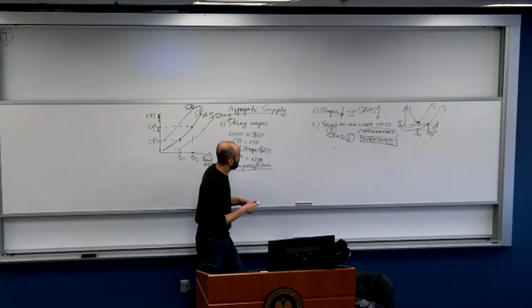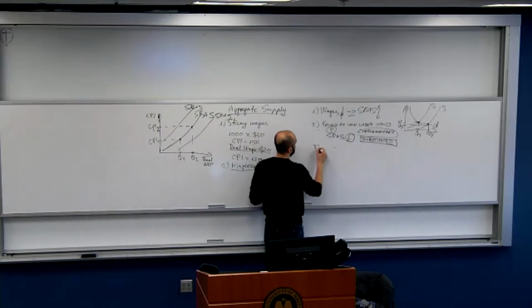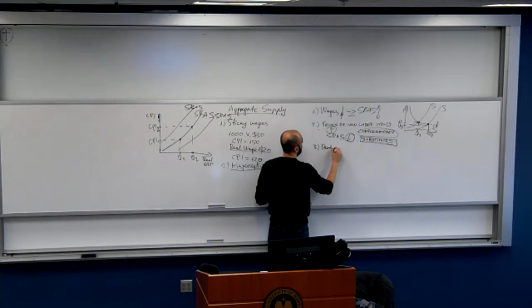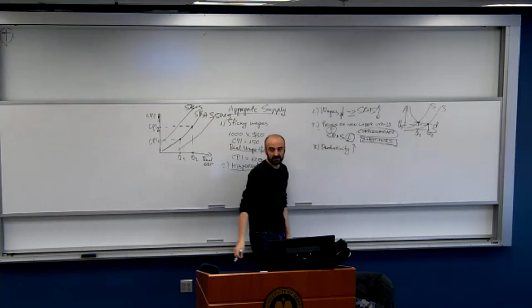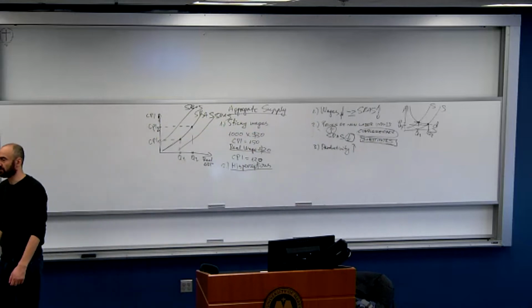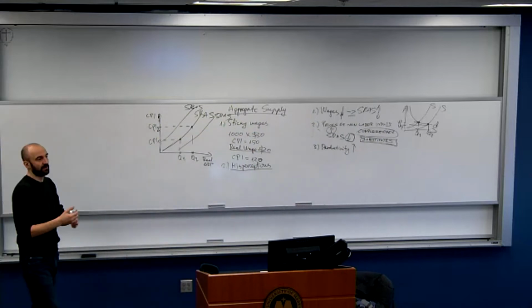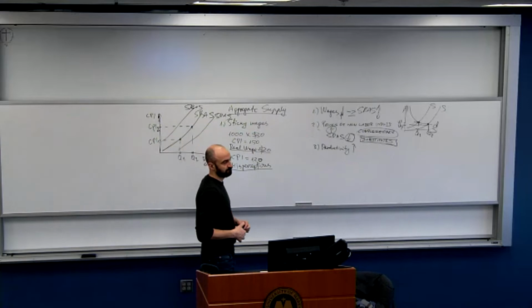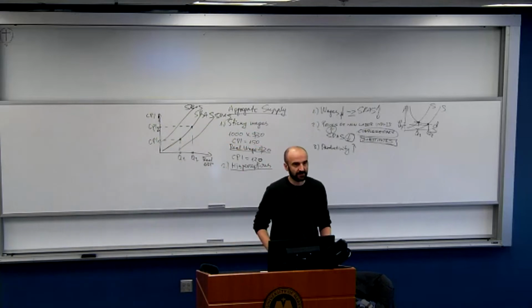Productivity. Productivity goes up. So what is productivity? The number of units that the worker can produce per unit of time. The number of product units that the worker can make per unit of time.